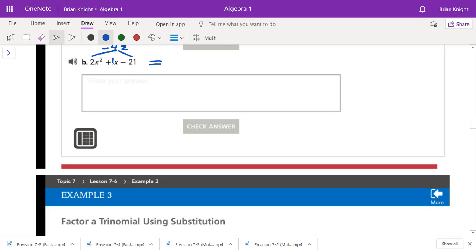Okay? So I'm going to say 2x squared. And instead of saying plus x, I'm going to say plus 7x minus 6x. Because they have to add up to 1. And if they're flip-flopped, they would add up to be negative 1. Okay? And then minus 21. And then you do your grouping.